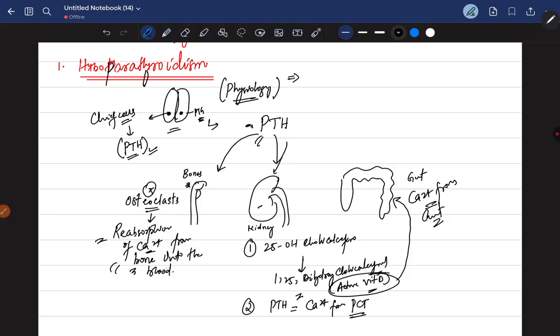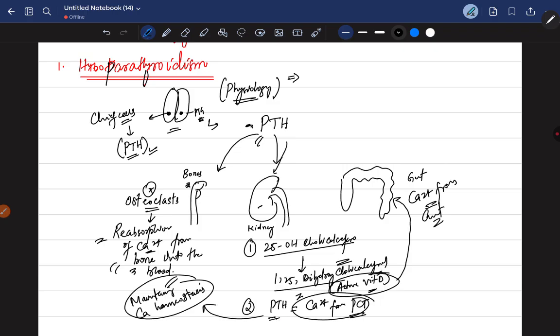So what PTH does is go to the bone and modulate the function of osteoclasts, which cause the reabsorption of calcium from the bone into the blood, maintaining calcium homeostasis. Secondly, it goes to the kidney, and in the kidneys it causes the conversion of 25 hydroxycholecalciferol to 1,25 dihydroxycholecalciferol, and PTH also causes the absorption of calcium, maintaining calcium homeostasis.